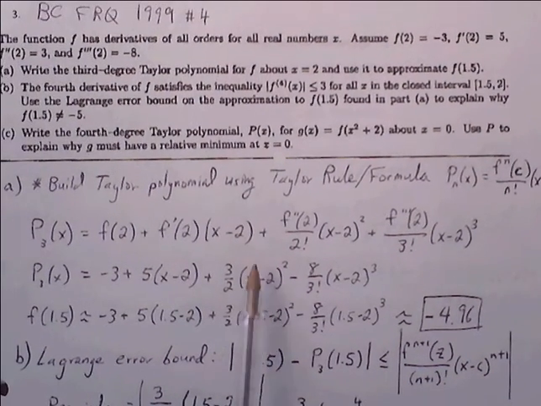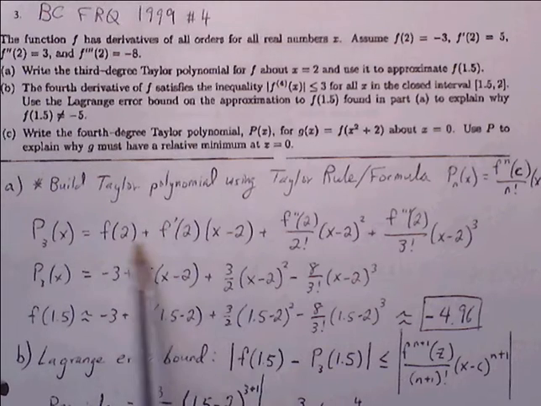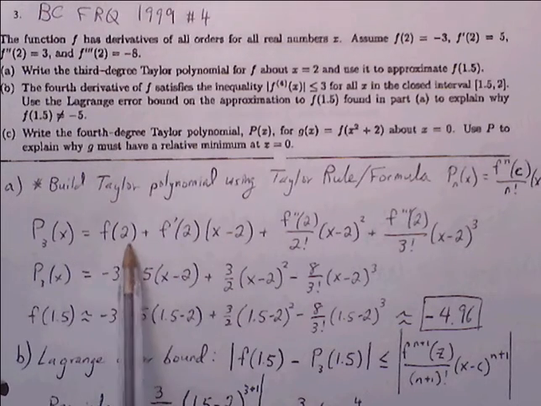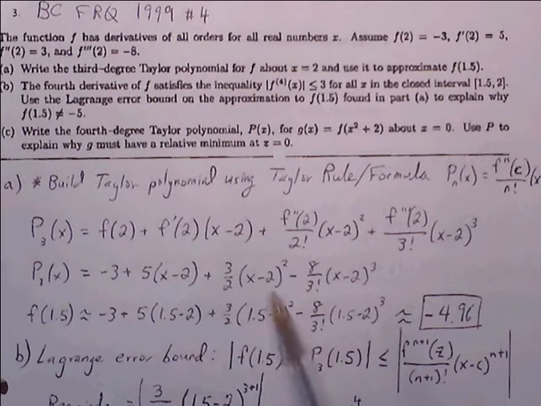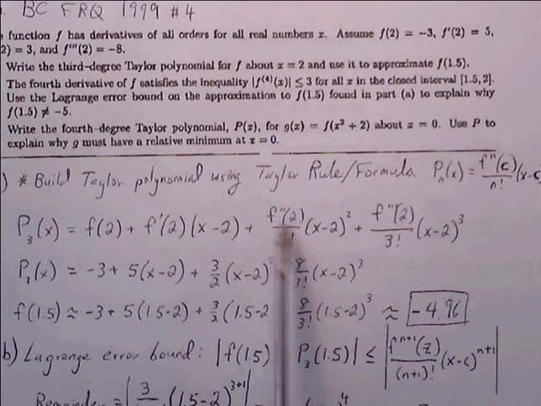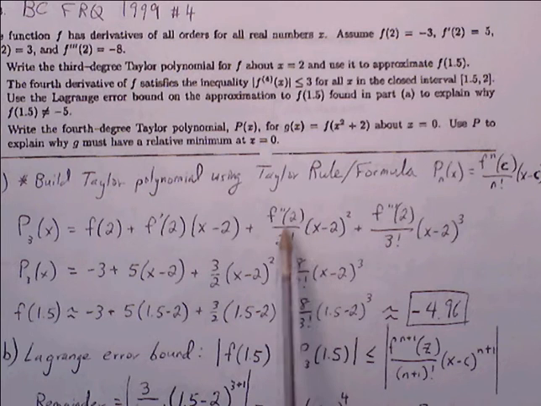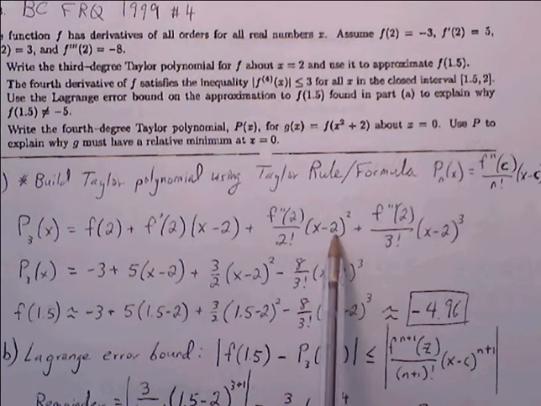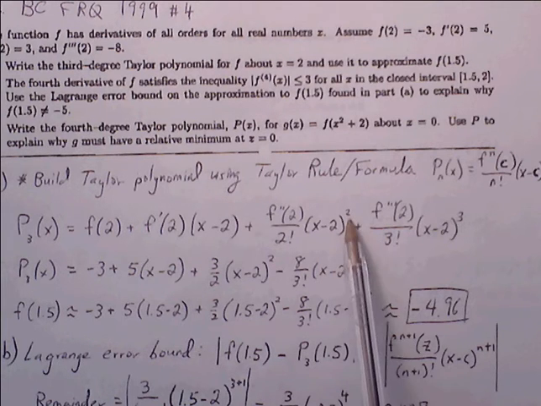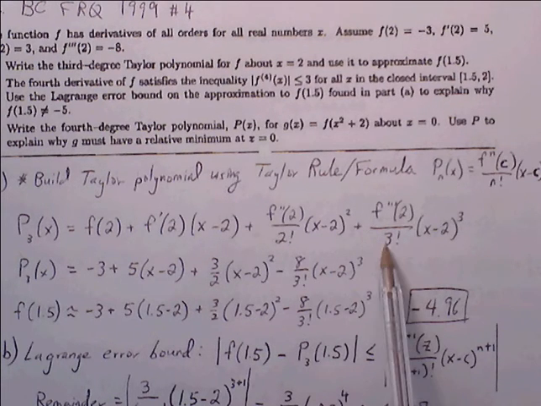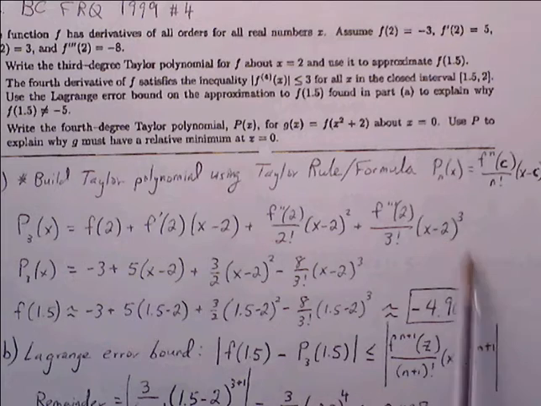So we're going to start off with the equation of the tangent line. So simply be f of 2 plus the slope times x minus 2. And then we can start the pattern. The pattern is going to be the second derivative evaluated at 2 over 2 factorial times x minus the center, which is 2, so that's why we have the c being 2, x minus 2 squared. Third derivative over 3 factorial times x minus 2 cubed.